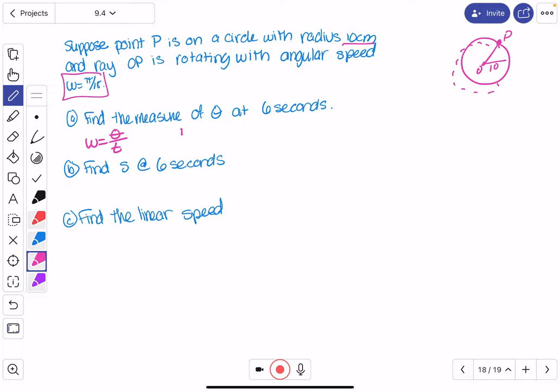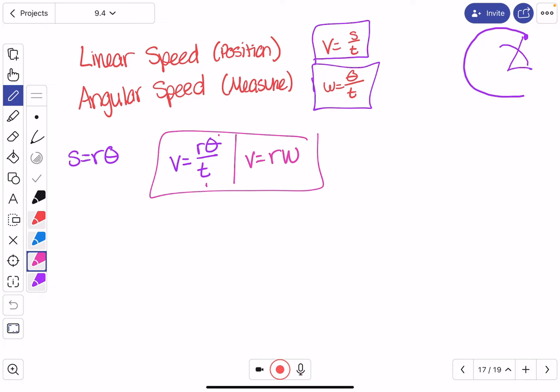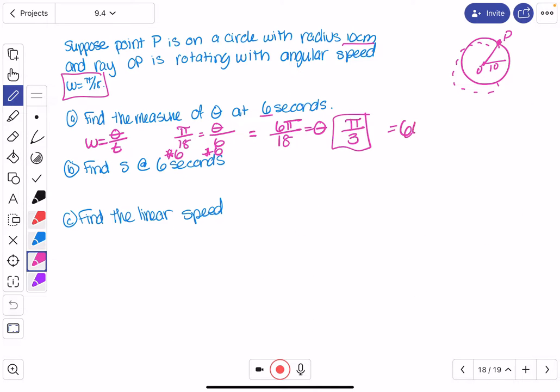Well, they told us W is pi over 18, and we know T is 6 seconds, so we can multiply both sides by 6 to get the theta alone, and 6 times pi over 18 is going to equal theta. And we can reduce that. They're both divisible by 6. So pi over 3 in radians is the measure of that angle. And if you remember back to that unit circle, pi over 3 is 60 degrees. So whether it asks for radians or degrees, you can get both.